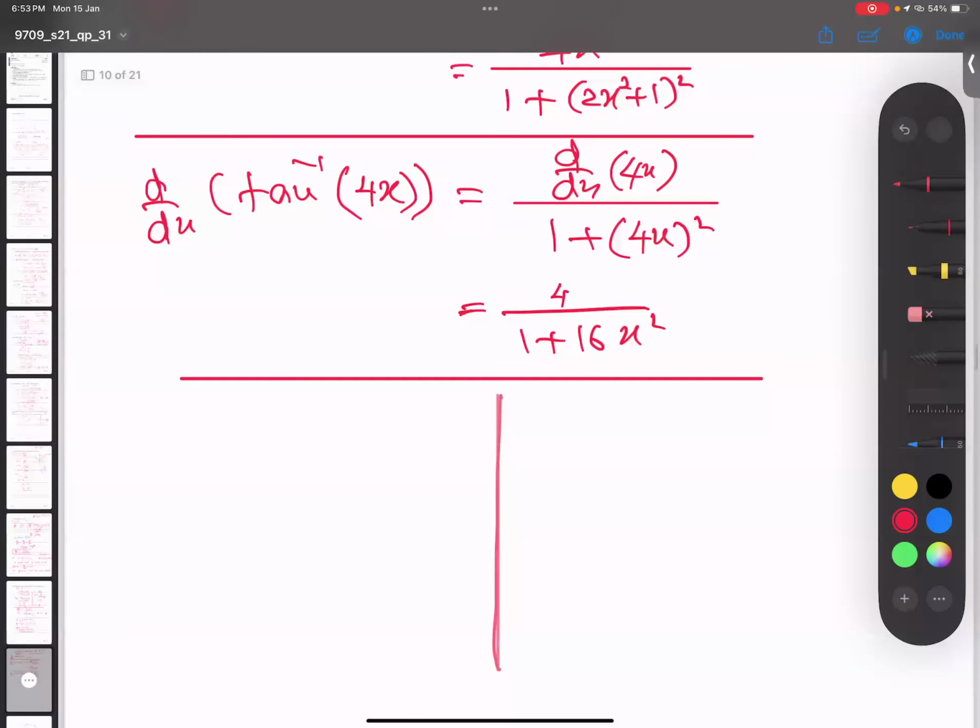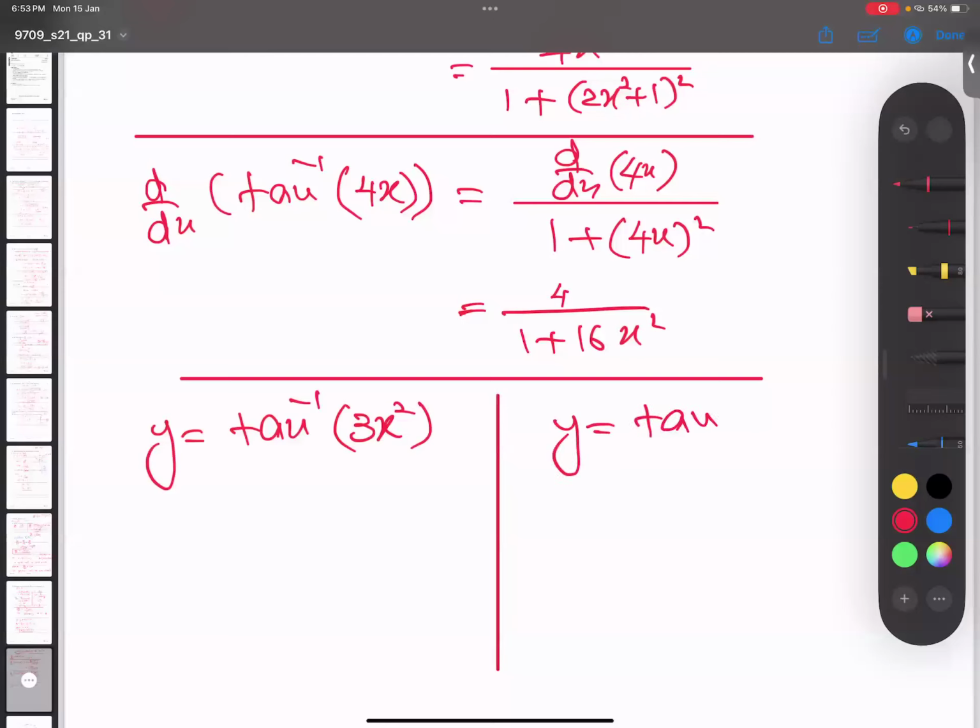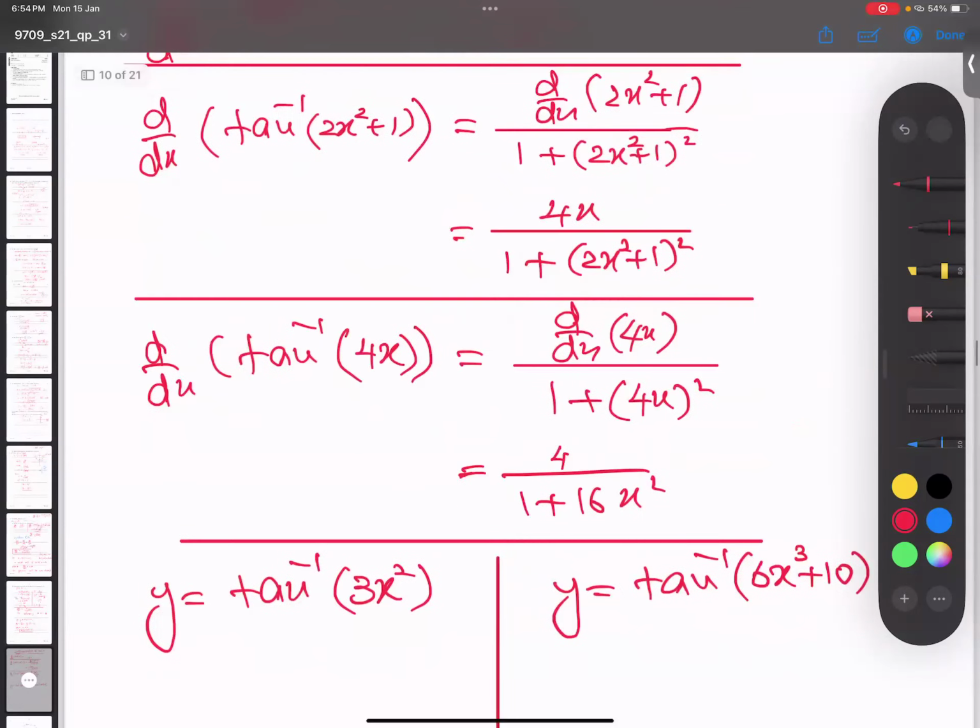I'm giving you 2 questions to practice. y equals tan inverse of 3x to power 2. This one question you will try. And the second question to try is tan inverse of 6x to power cube plus 10. No need to expand, just give the answer. Take your time. I'm giving some time to try this, and I'm going to pause the recording.